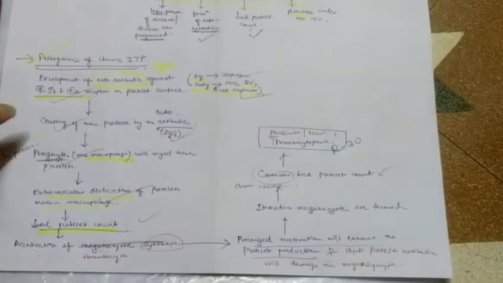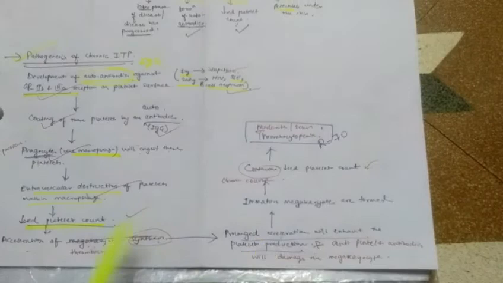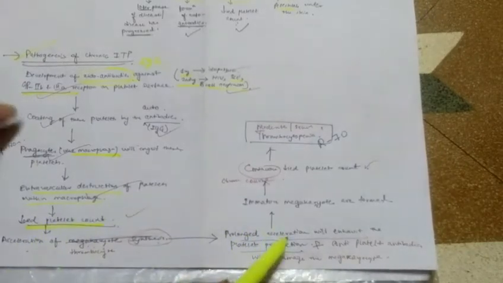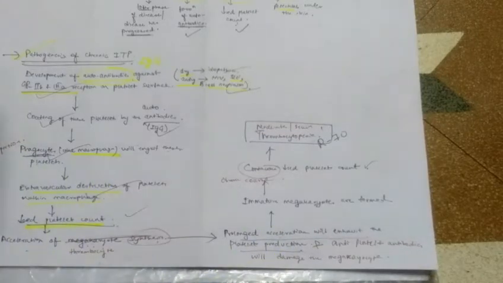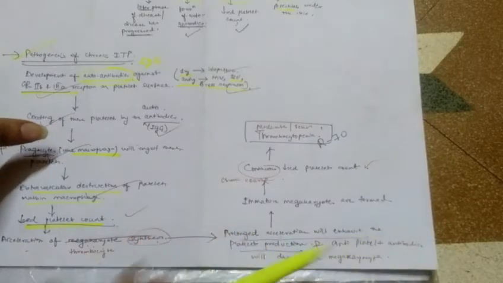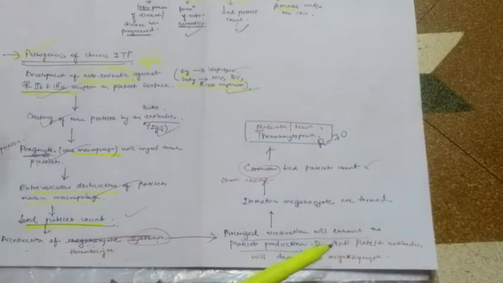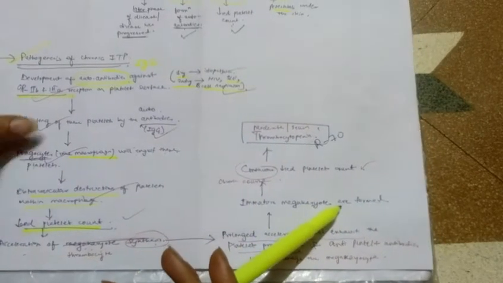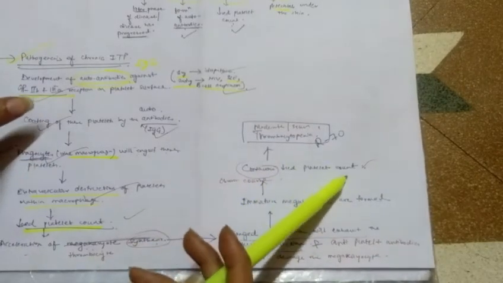Now, who produces thrombocytes? Megakaryocytes, isn't it? So prolonged acceleration will exhaust the platelet production, and antiplatelet antibodies are formed against the megakaryocytes. And antiplatelet antibodies will damage the megakaryocytes. And the megakaryocytes will produce defective platelets. So immature megakaryocytes are formed, which are going to release defective platelets. Ultimately, there is going to be decreased platelet count.